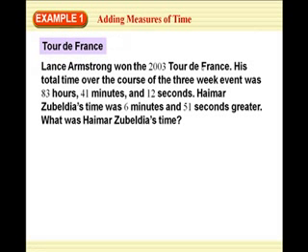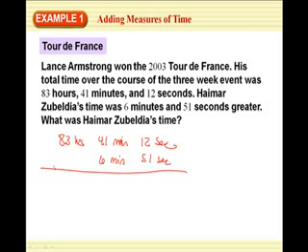Example 1, Tour de France. Lance Armstrong won the 2003 Tour de France. His total time over the course of the 3-week event was 83 hours, 41 minutes, and 12 seconds. Hamar Zabula's time was 6 minutes and 51 seconds greater. What was Hamar's time? So what we need to do is add those times together. So we're going to line up what we know, 83 hours, 41 minutes, 12 seconds. And to it, he was 6 minutes and 51 seconds greater.